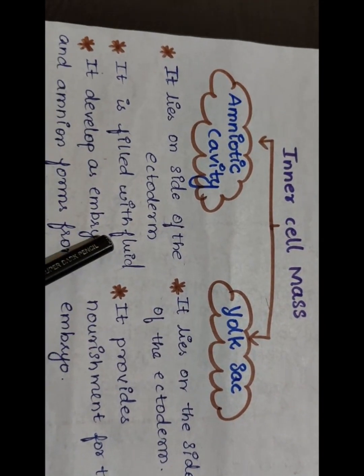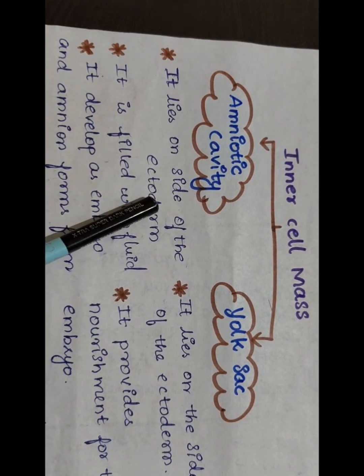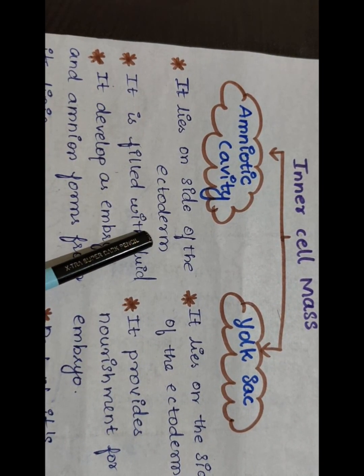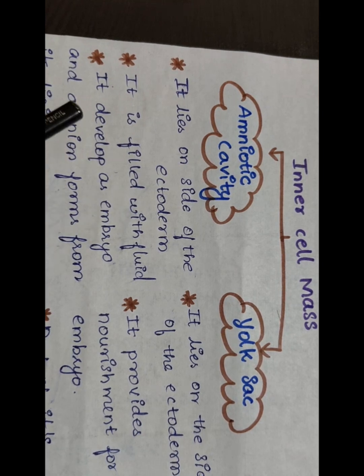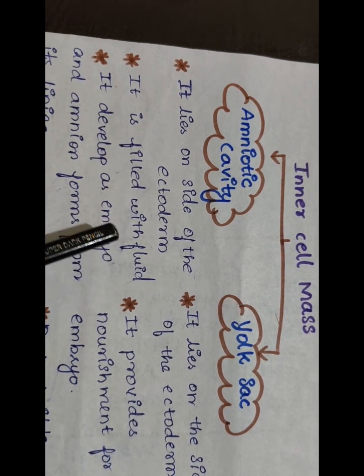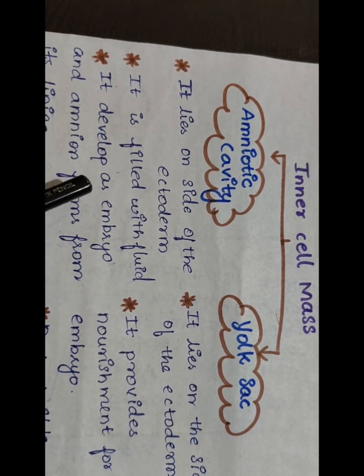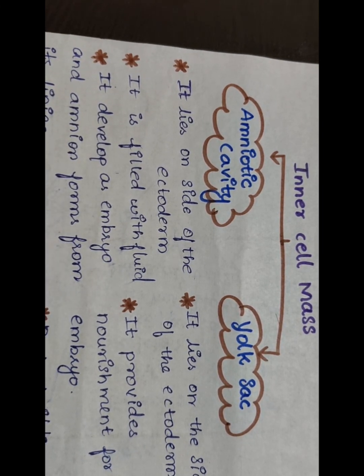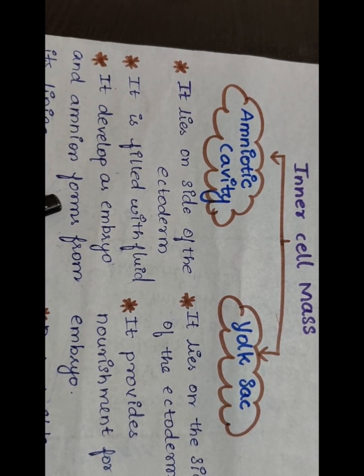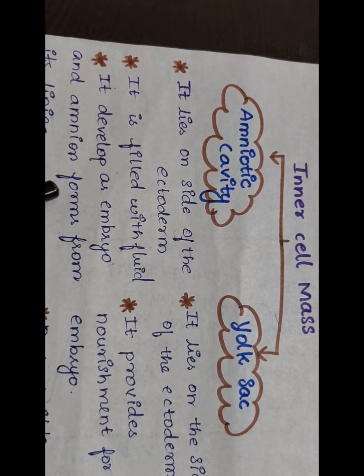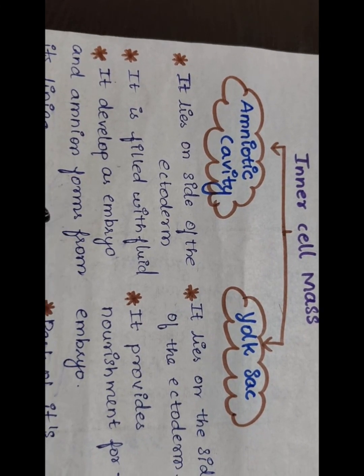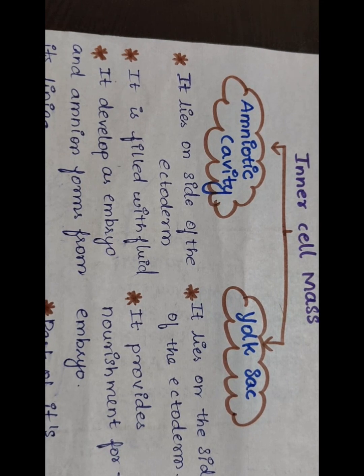The amniotic cavity lies on the side of the ectoderm, and it is filled with fluid. We saw in the image that the blue part is filled with fluid, and it develops as the embryo, and the amnion forms from its lining.